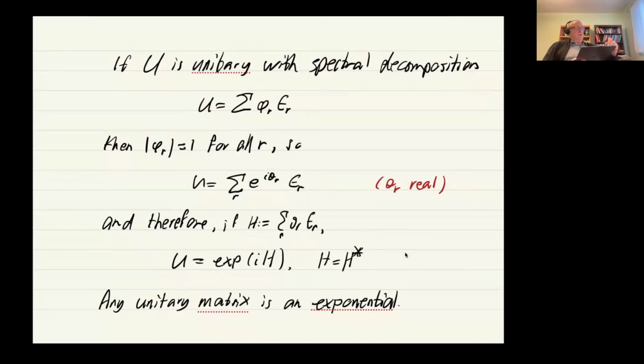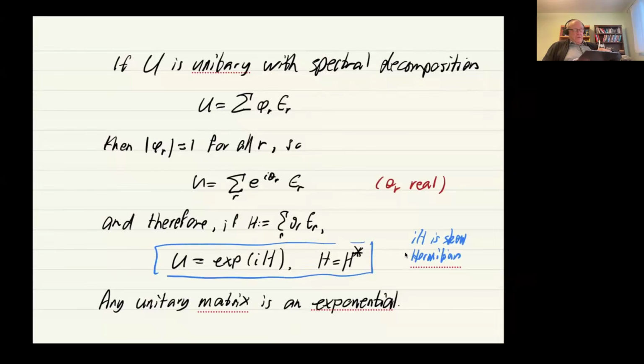Now, a few comments. iH is skew Hermitian. The complex conjugate of iH is minus iH. But this is a very important theorem. So it's saying that every unitary matrix is an exponential.